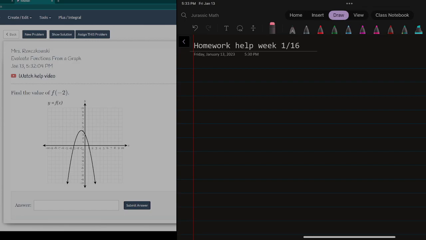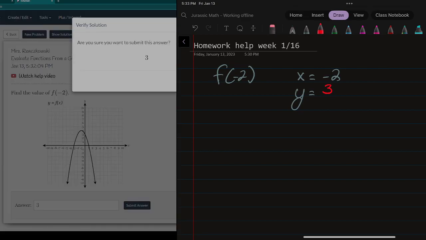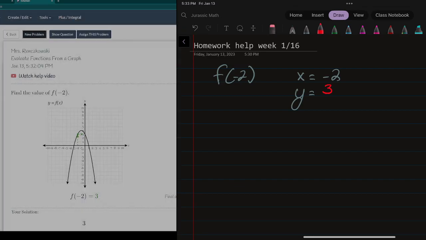It's asking us to find the value of f of negative 2. Well, if we want to find f of negative 2, that means when x equals negative 2, what does y equal? So I'm going to go to the graph. I move my mouse over to where negative 2 is on the x-axis, and then I go up and find out that the y value is 3. So that means I'm just going to plug in 3. Submit answer. Yes. And there we go. We got it correct. Let's do one more like that.